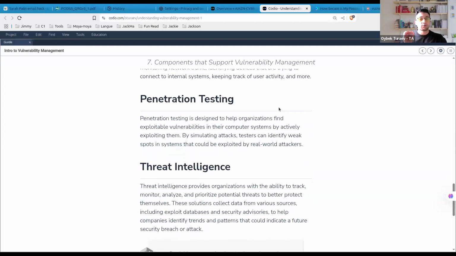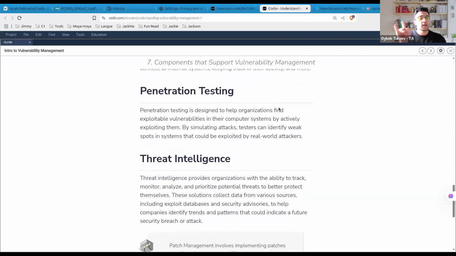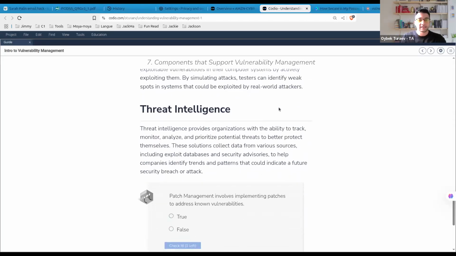And then we have penetration testing as well. Sometimes vulnerability management, guys, consists of penetration testing. Later, we're going to talk about penetration testing versus vulnerability management, okay? And plus threat intelligence.